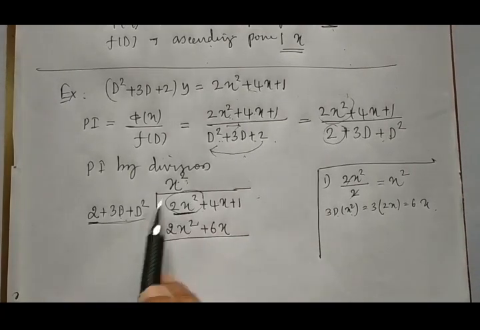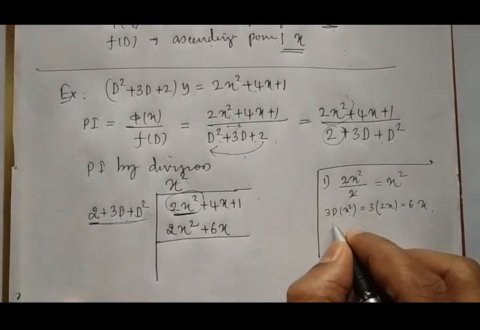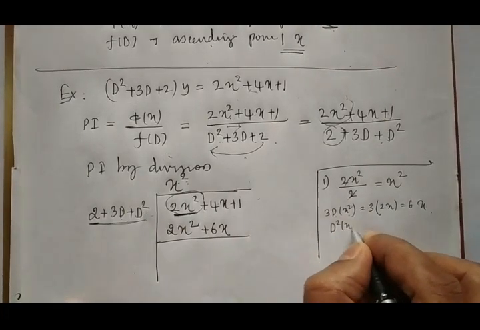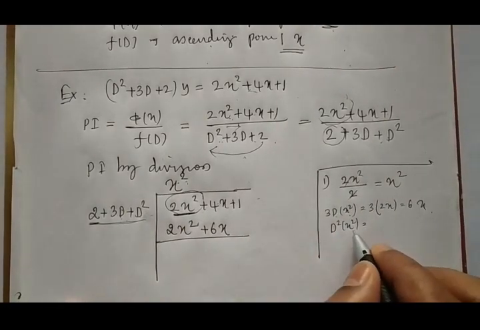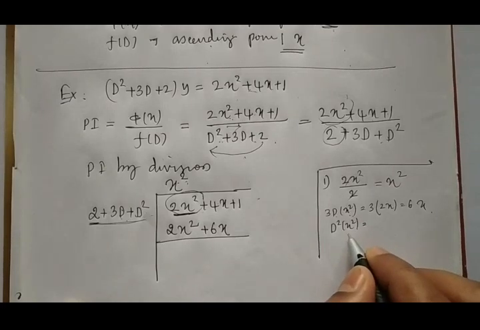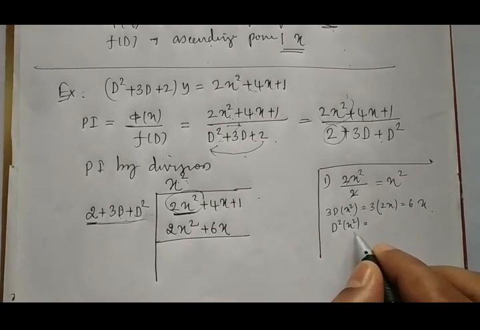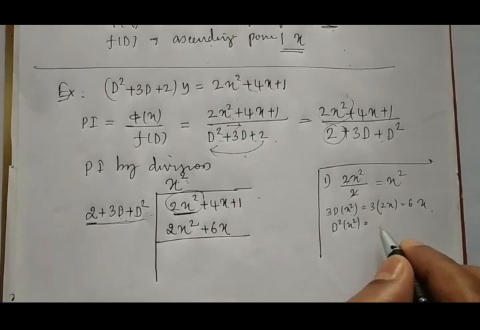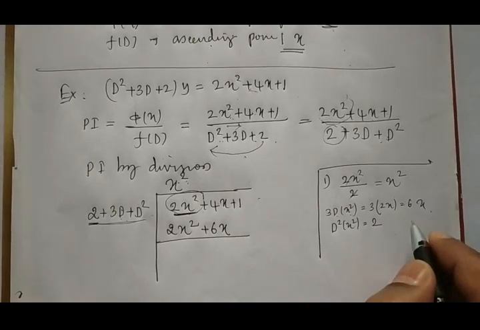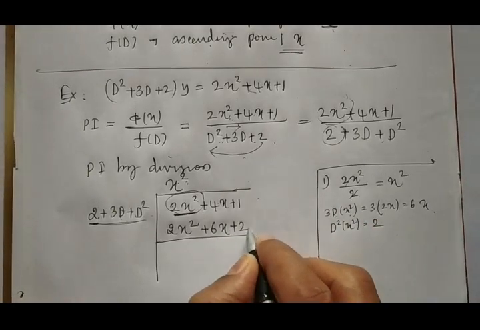Next, x square into D square. What is x square into D square? It is nothing but D square of x square. Means double differentiation of x square. What is the double differentiation of x square? First differentiation of x square will be 2x. Then one more differentiation of 2x will be 2. So this is equal to 2. That 2 has to be written here.